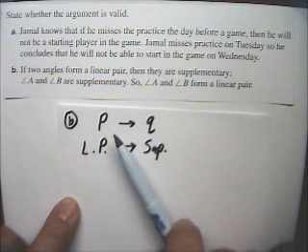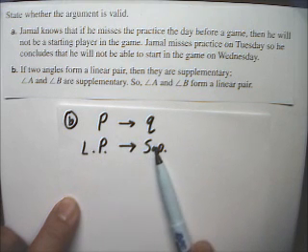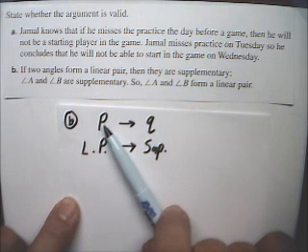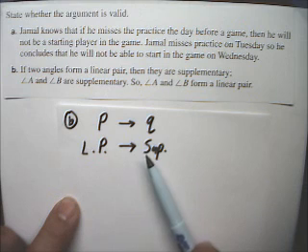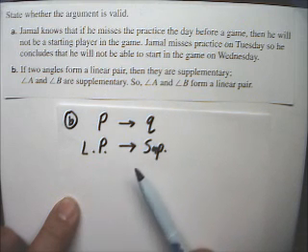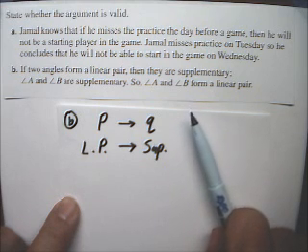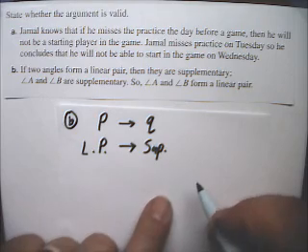See, in order for the law of detachment, we need P arrow Q, and that's no problem. Linear pair implies they're supplementary. But in order to apply the law of detachment, we would have to know that they are a linear pair. So this is not true. And they could be supplementary without being a linear pair.